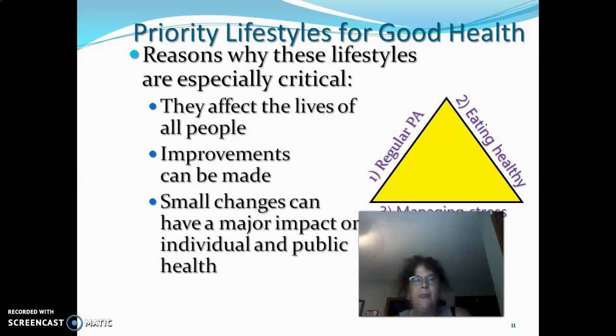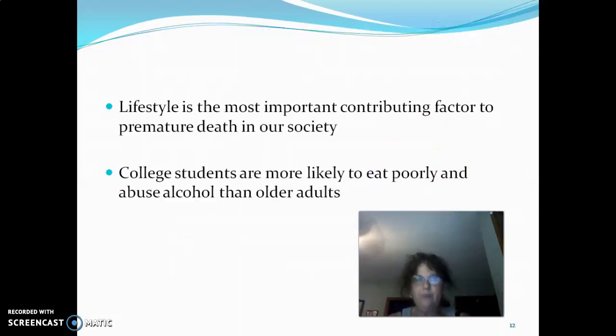So small changes in any of these three, or all of these three, can have a major impact on not only yourself, but also when we look at public health and Healthy People 2020. So lifestyle is being established as one of the most important contributing factors to premature death in our society. Generations ago, scientific technology wasn't up to snuff, and people were dying from diseases that now we have cures for. Now there's still people getting sick. There's still people dying, obviously, but a lot of it is contributed to poor lifestyle, not having regular physical activity, not eating healthy, not being able to manage their stress in a constructive, positive way.